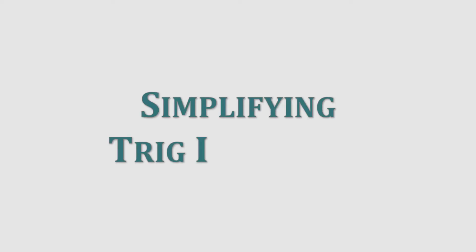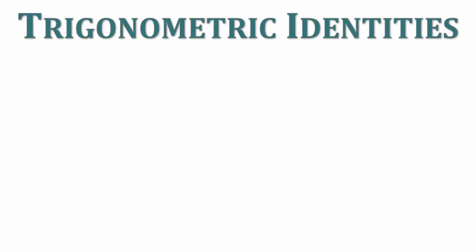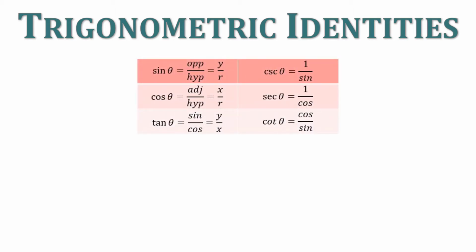In this video, we are going to learn about simplifying trig identities. So our trigonometric identities, we have learned several. Our basic trig identities are sine, cosine, tangent, cosecant, secant, and cotangent that you began learning in geometry and we have expounded upon this year.